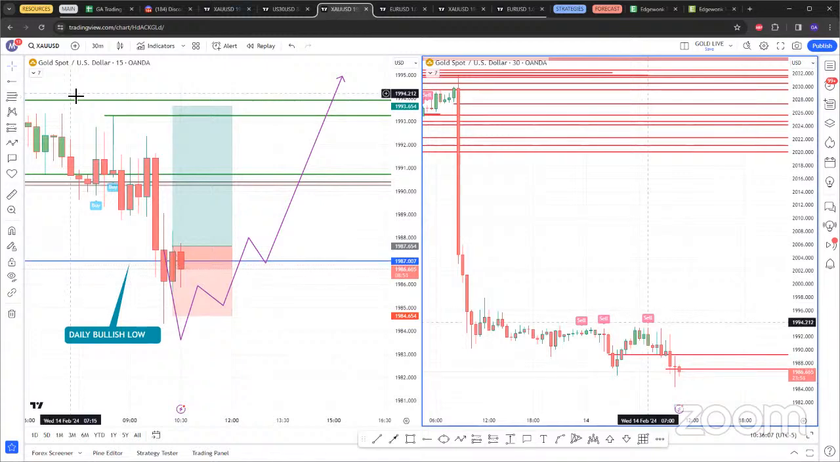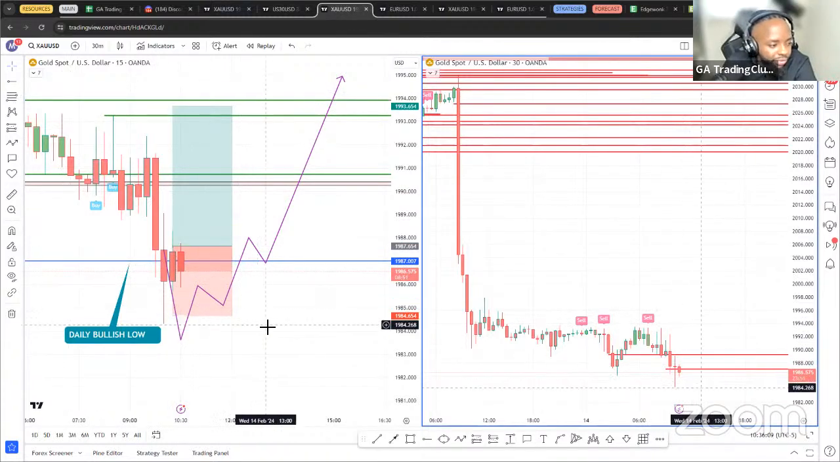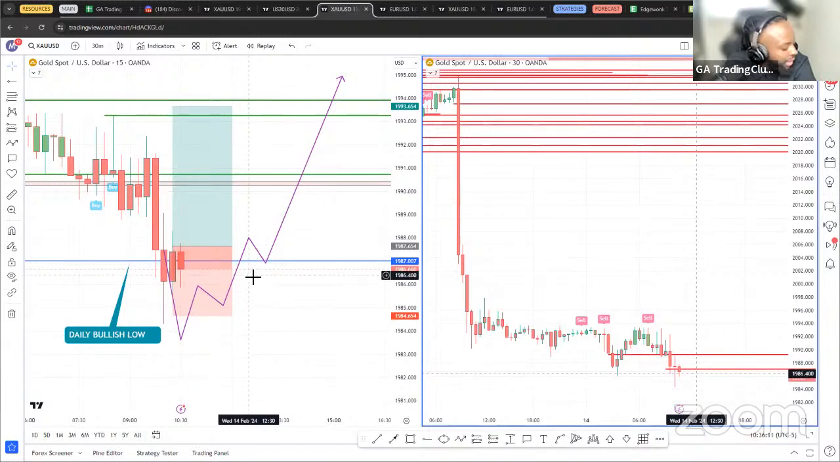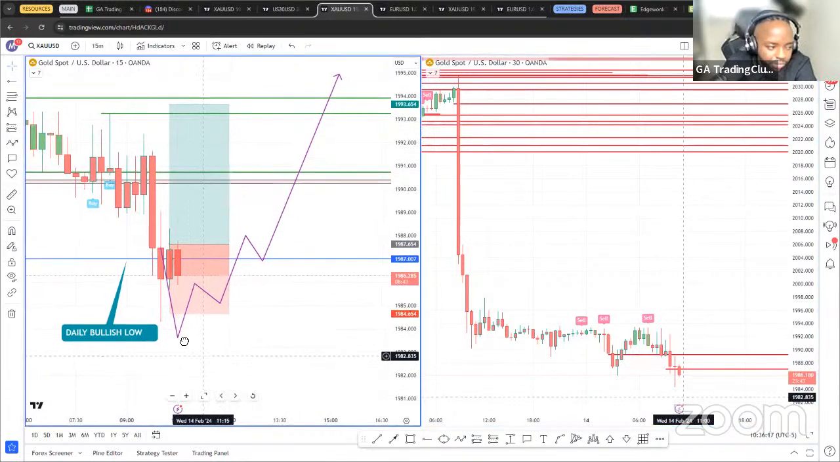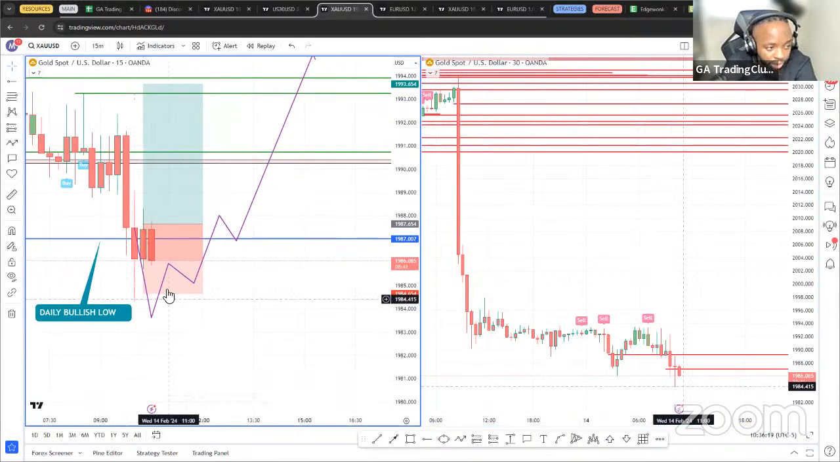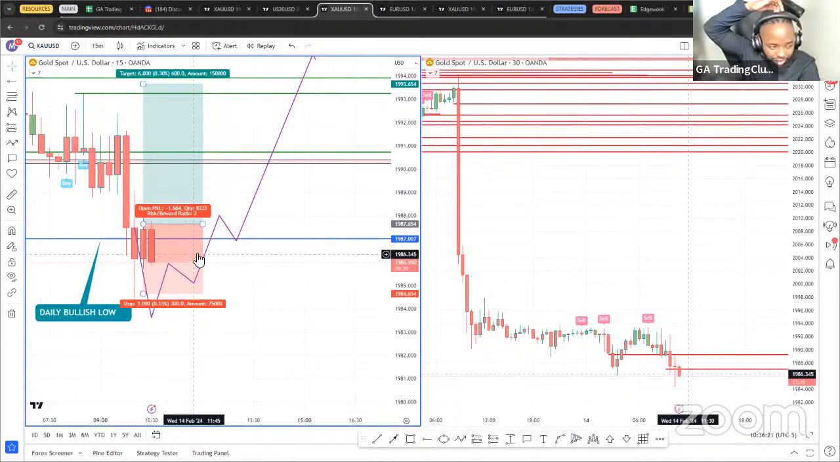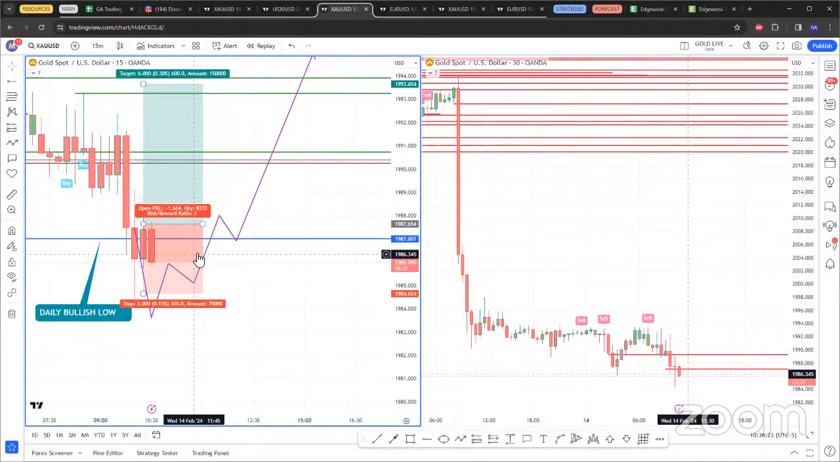Most of the times they manipulate. That's why for this one for gold, I'm almost sure later on gold will pump up. But I'm just hoping we don't get that manipulation down here, because most of the times they bring it all the way down and then later on come back all the way to the top.